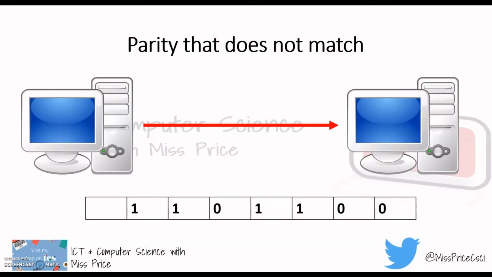Now, what if the parity doesn't match? Well, that can be a problem. If the parity doesn't match, then the data is simply going to be resent, because we believe it may have been changed or it's corrupted, and it simply cannot be trusted. So therefore it's not sent.